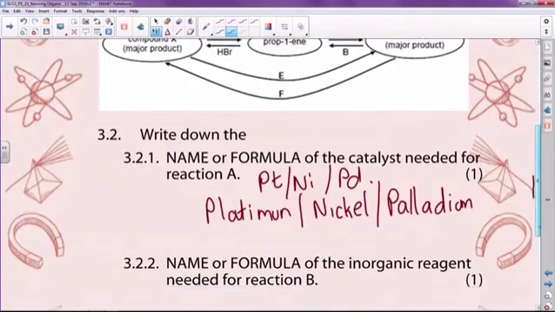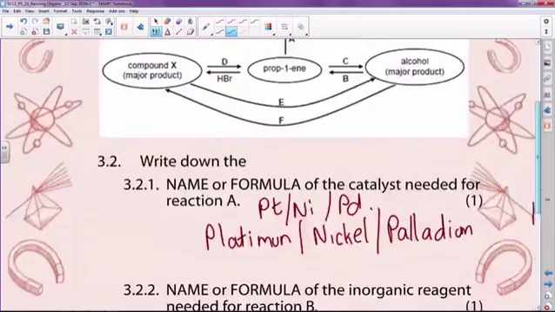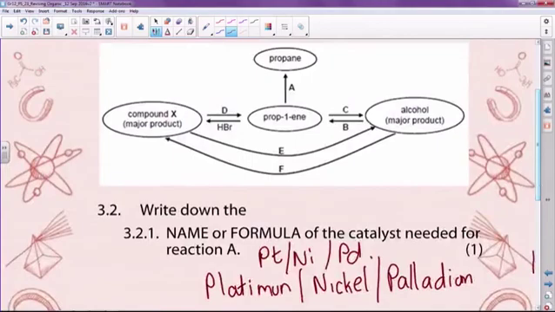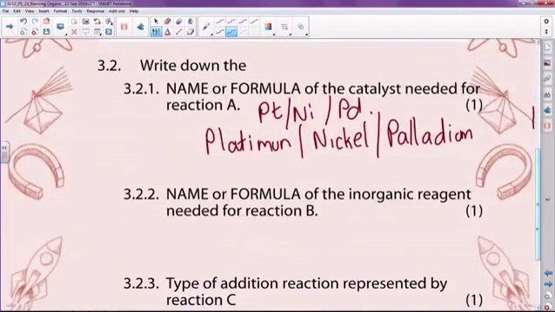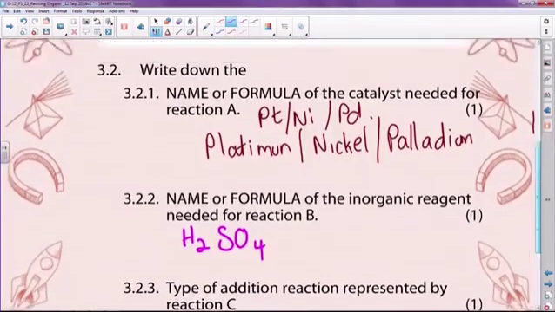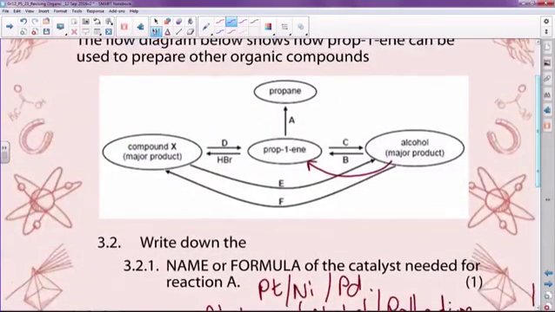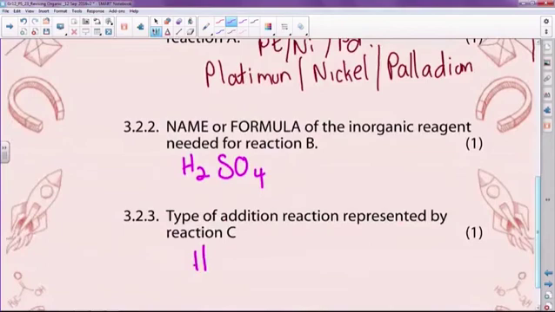Name or formula of the inorganic reagent needed for reaction B. Reaction B is going from the alcohol to the propene. That was the elimination. Whenever that happens, we're taking out water. The thing we use to take out water is sulfuric acid. Okay? Yay. Type of addition reaction represented by reaction C. So reaction C, I'm going from an alkene to an alcohol. I'm adding OH to it. The only way that can happen is by adding water. So this is known as hydration.